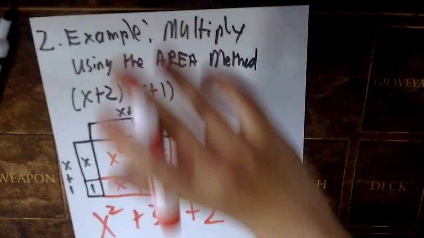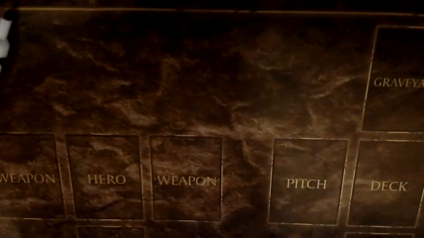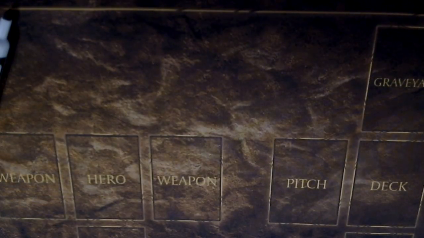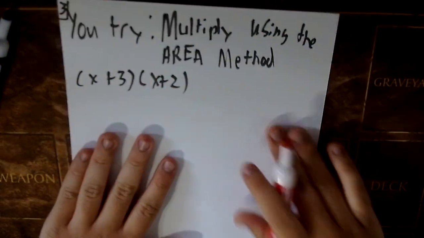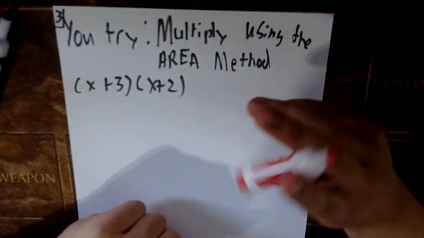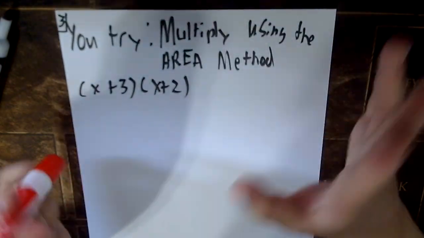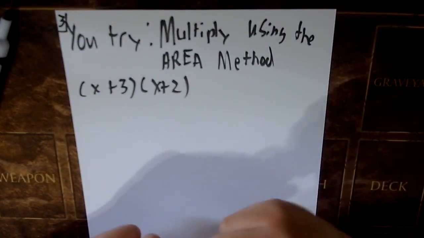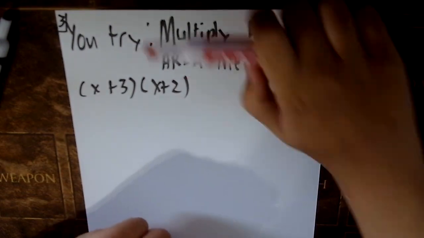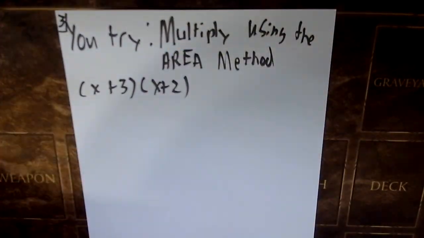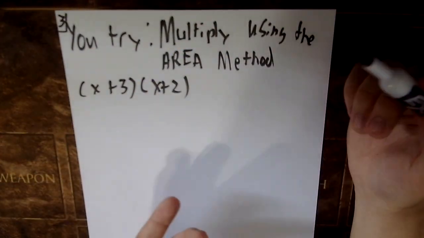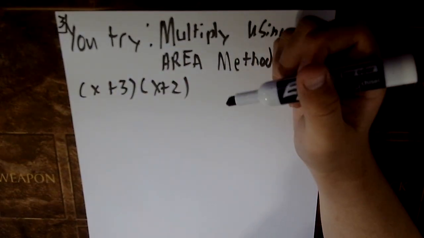And so now I'm going to do a you try for you right here. We're going to move on to the you try, number 3. You try, multiply using the area method, x plus 3, x plus 2. And so I'll give you a minute just for you to try, and we'll move back to actually start the problem. Okay, welcome back. This is the area method for x plus 3, x plus 2.